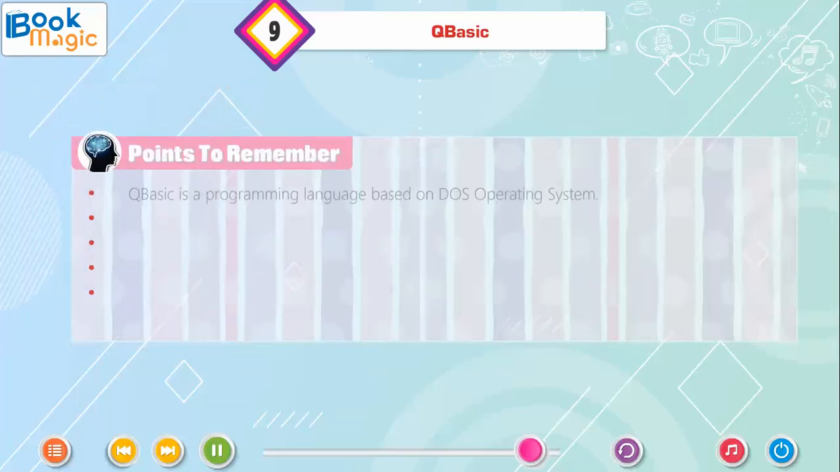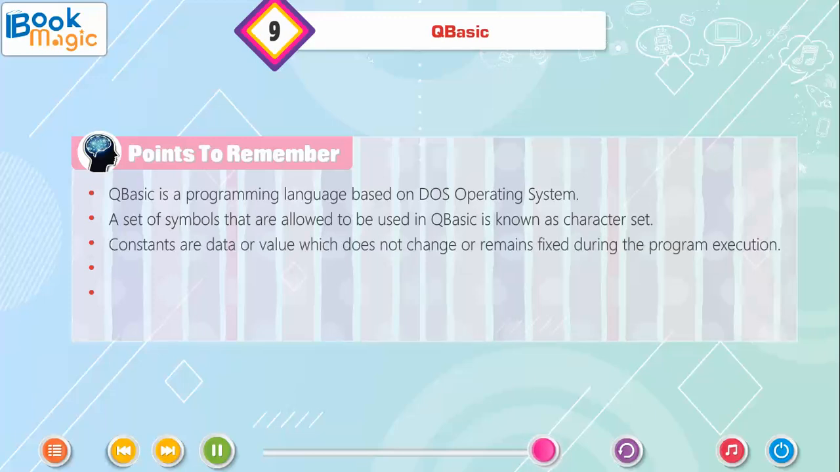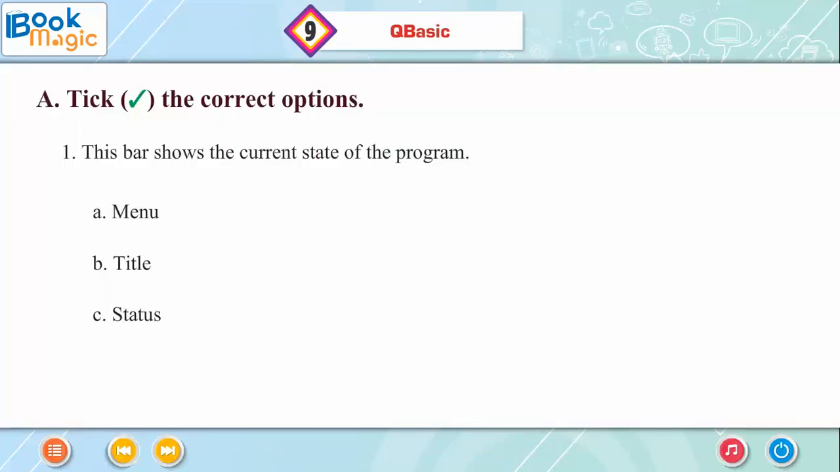Points to remember. QBasic is a programming language based on DOS operating system. A set of symbols that are allowed to be used in QBasic is known as the character set. Constants are data or values which do not change or remain fixed during the program execution. Variables are the data whose value doesn't remain fixed. An operator is a symbol which instructs the computer to do calculation work. A. Take the correct option.